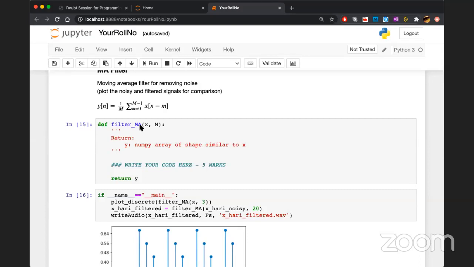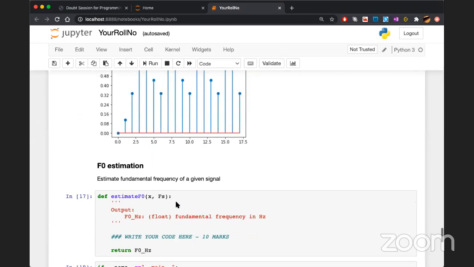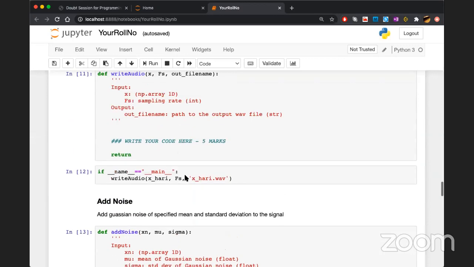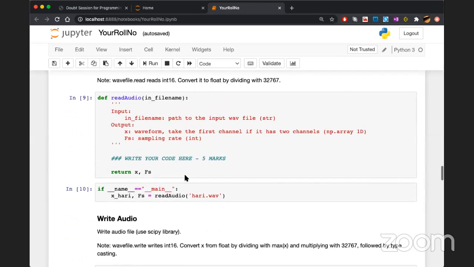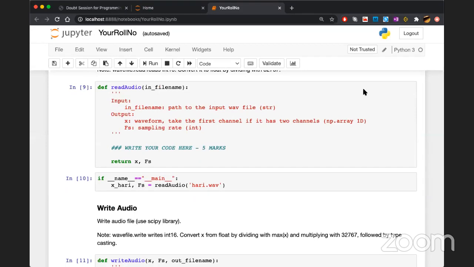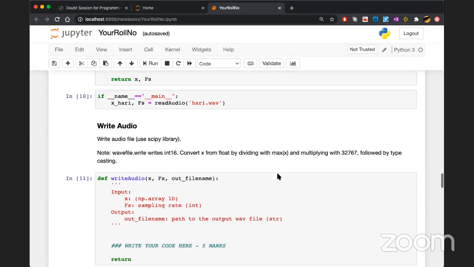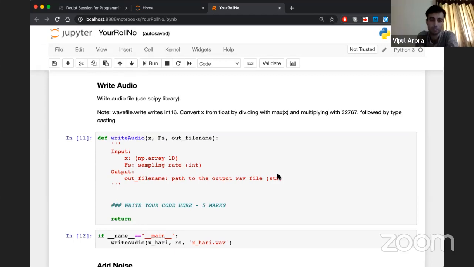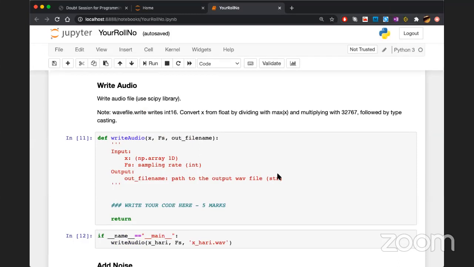Okay, sir. Thank you. One more question regarding write audio. It is written that we have to divide the value of x by max of x, then multiply with 32767. When we read the file, the value of x and the value when we write the file will not be the same, because we are adding one more term, x equals x divided by max of x. So it will amplify the sound, I think. Yes, you're right. It will sound the same, just a little louder. Okay, correct, thank you. It's amplified.